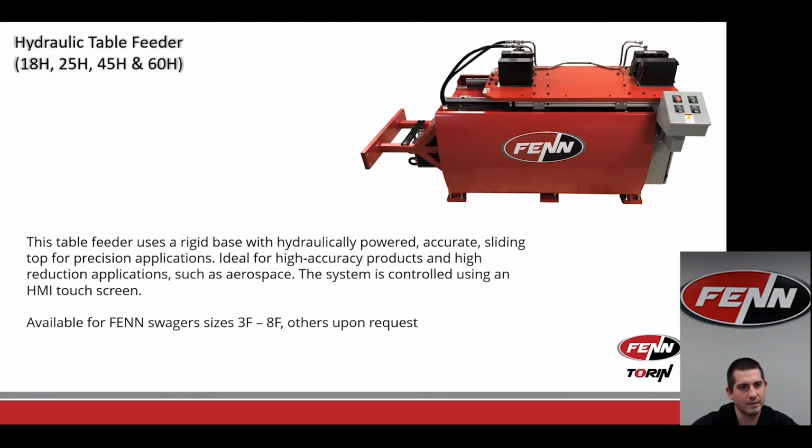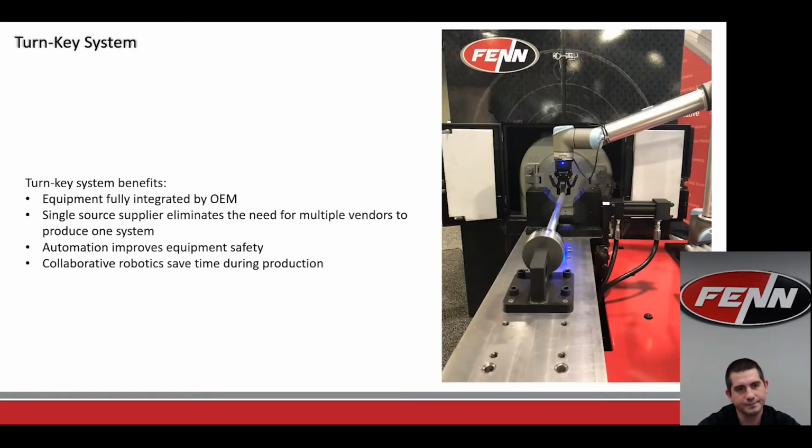So they're very much the same, going from 18H up to the 60H. That's just the size of the feeder. But as we mentioned, we have the ability to custom design any of these, whether it be the two gripper system, a concentric gripper, or even looking at something else that might suit your team. FENN is here to help.